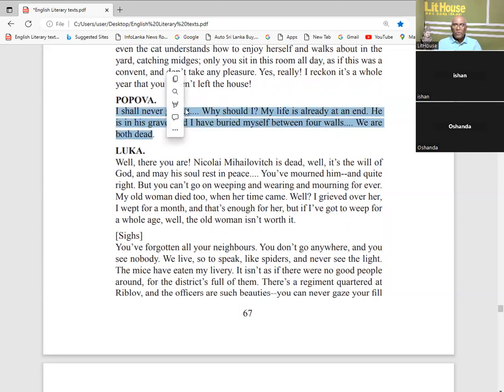Now, this is Popova's reaction to Luca's haranguing or Luca's criticism. What does she say? No, Luca, I will never go out of this room. I will never stop my mourning.